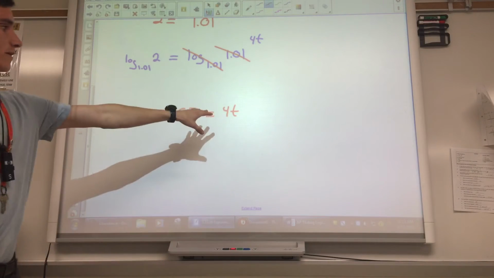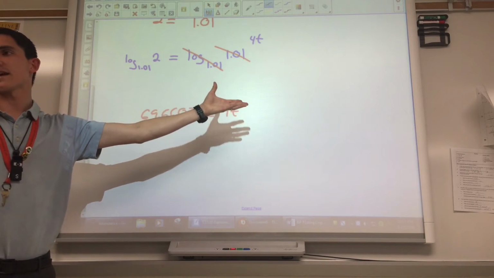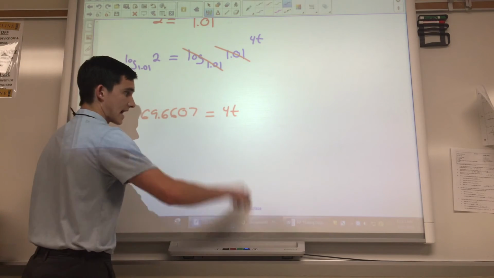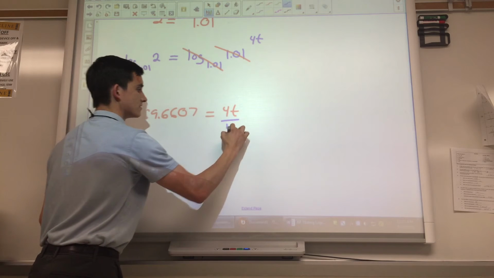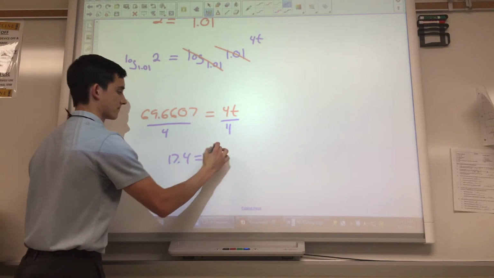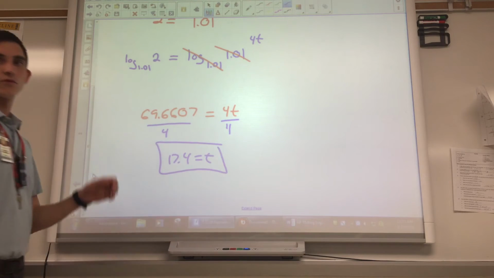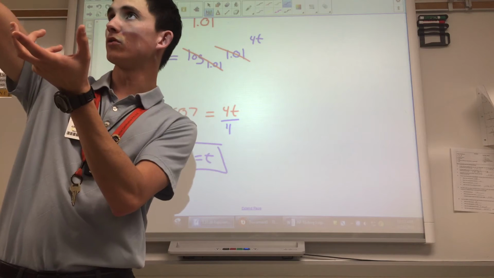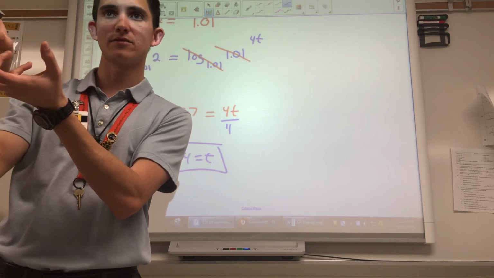Okay, so we've solved for 4t. So what's the last thing I need to do? You guys should know this one. Just divide by 4 now. Now that you've got it out of the exponent, just divide by 4. 17.4 equals time. Do you guys understand the use of a log to pull the exponents down so you can actually work with them?